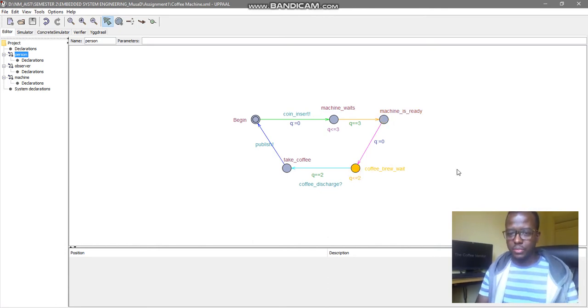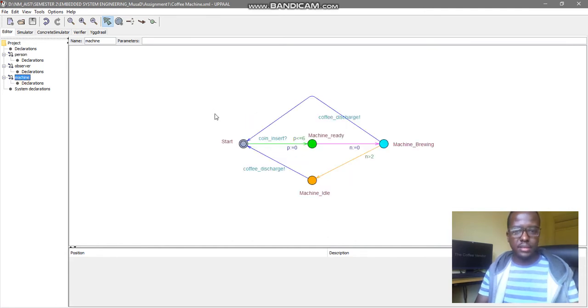That is the coffee brewing process, where after brewing the coffee, the machine has to discharge the coffee. Once the machine has discharged the coffee, a person takes the coffee, and once the person has taken the coffee, the observer publishes the results of the process, and we go back to begin.